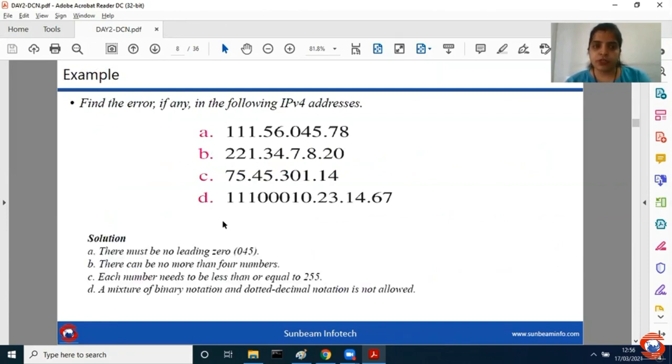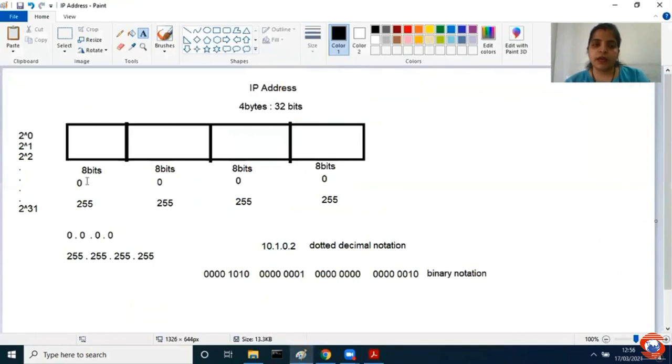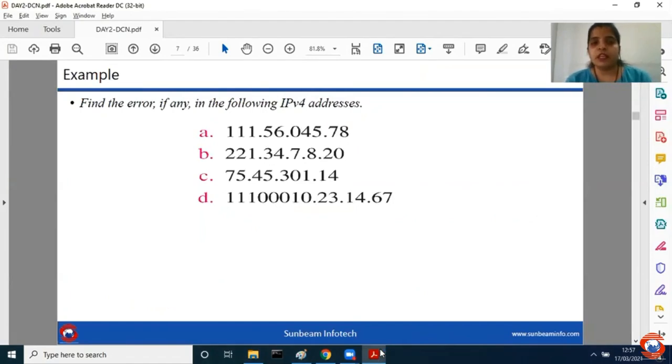In your exam, questions are asked based on checking whether these IP addresses are valid or not. Can you please tell me whether the first IP address is valid or invalid? The range here should be 0 to 255, 0 to 255, 0 to 255 and 0 to 255. Can you please tell me whether the A address, the first address, is valid or invalid? It is invalid. What is the reason? The reason is 045. You cannot combine both.